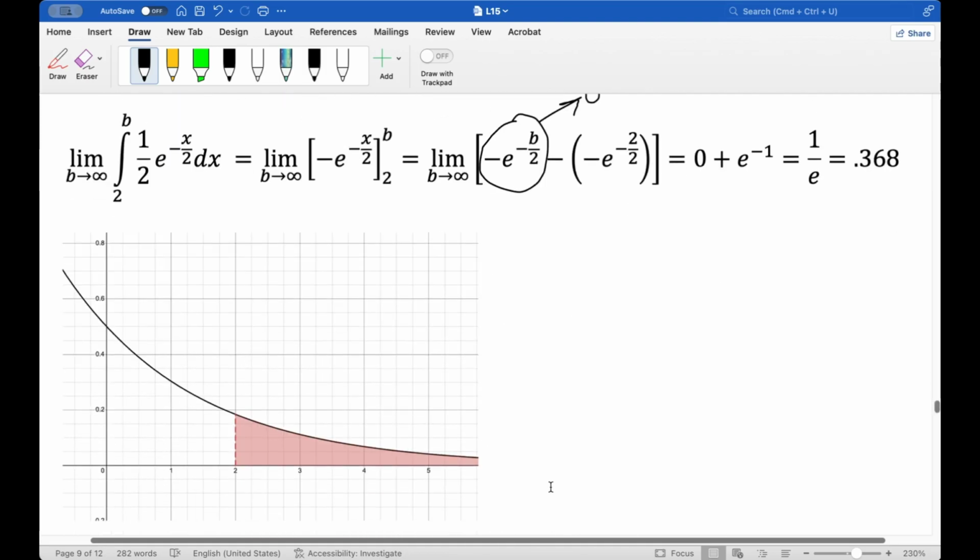So graphically, we're looking at the region to the right of 2. So we're looking for that area under the curve, 2 to infinity there. That turns out to be 0.368.